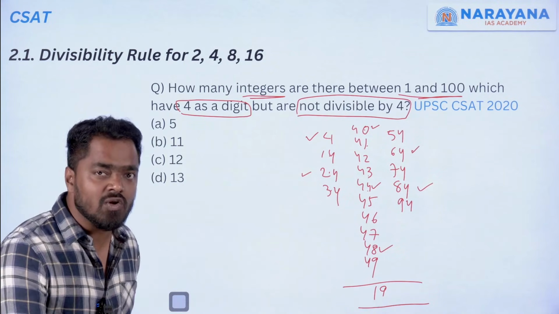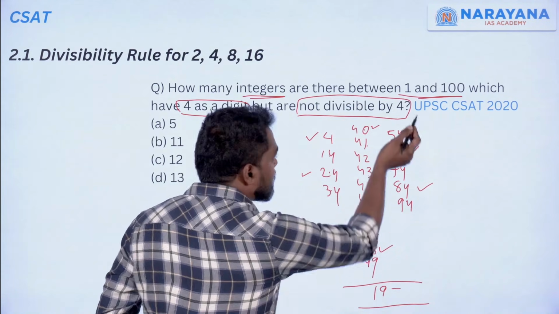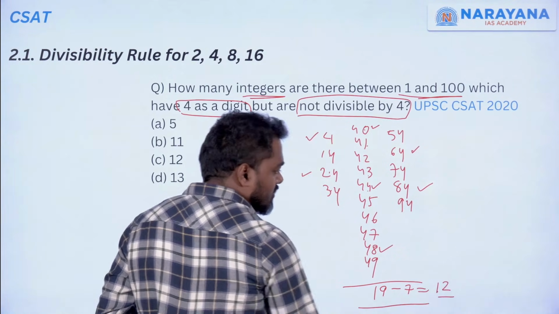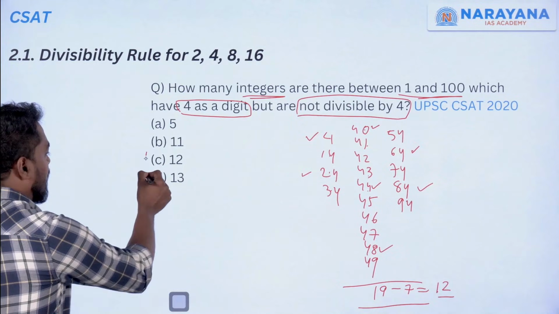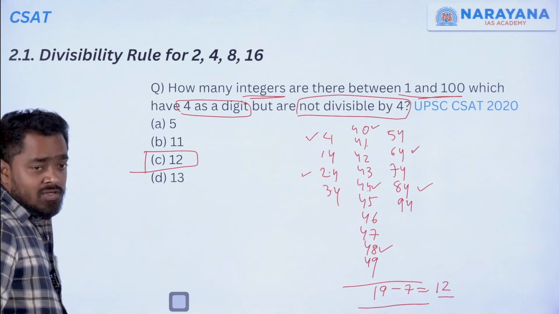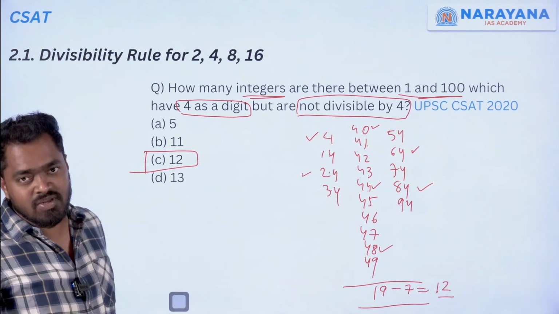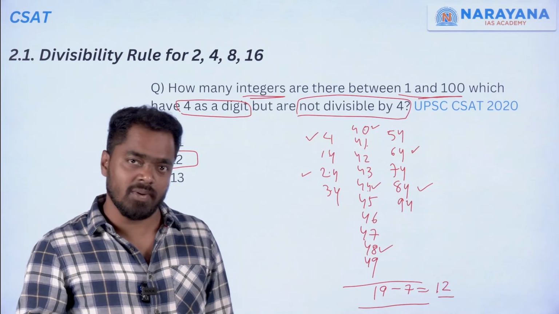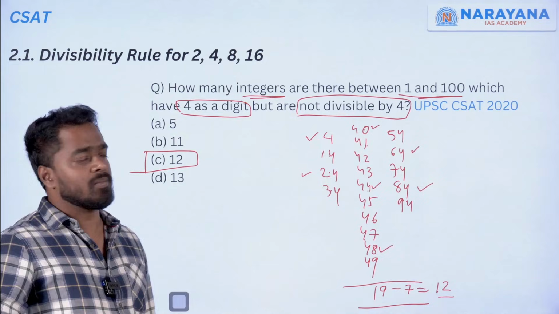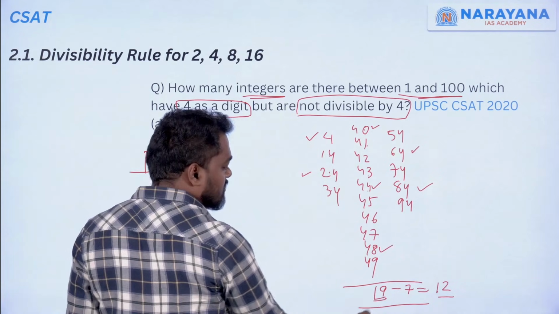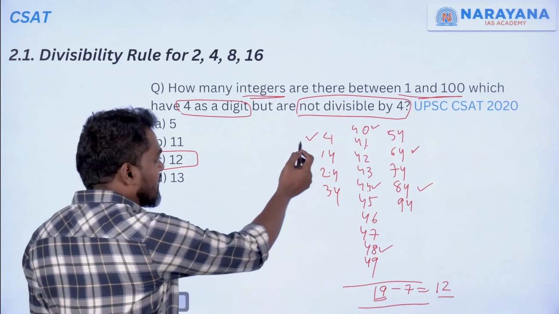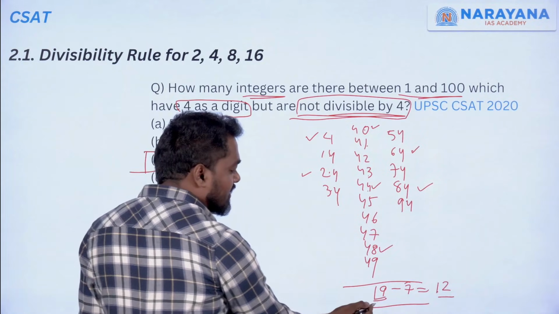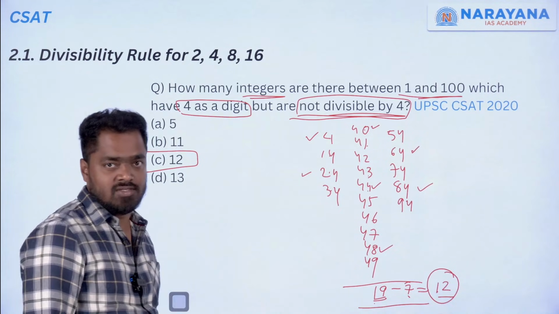Now they are asking how many are not divisible. So just subtract from the total how many are divisible. 19 minus 7 is 12. So the answer is option C. This is how they ask questions on the divisibility of 4 and all. How many numbers between 1 and 100 are not divisible by 4 and have the digit 4? There are 19 numbers which have 4 as a digit, and among those only 7 are divisible. They are asking which are not divisible. So 19 minus 7, 12 is the answer.